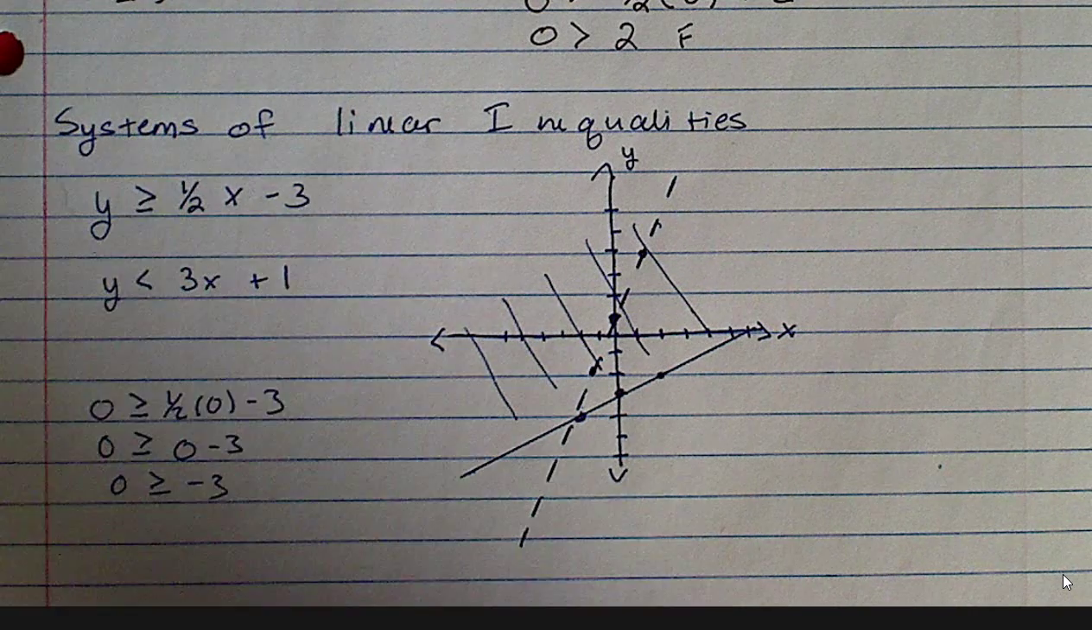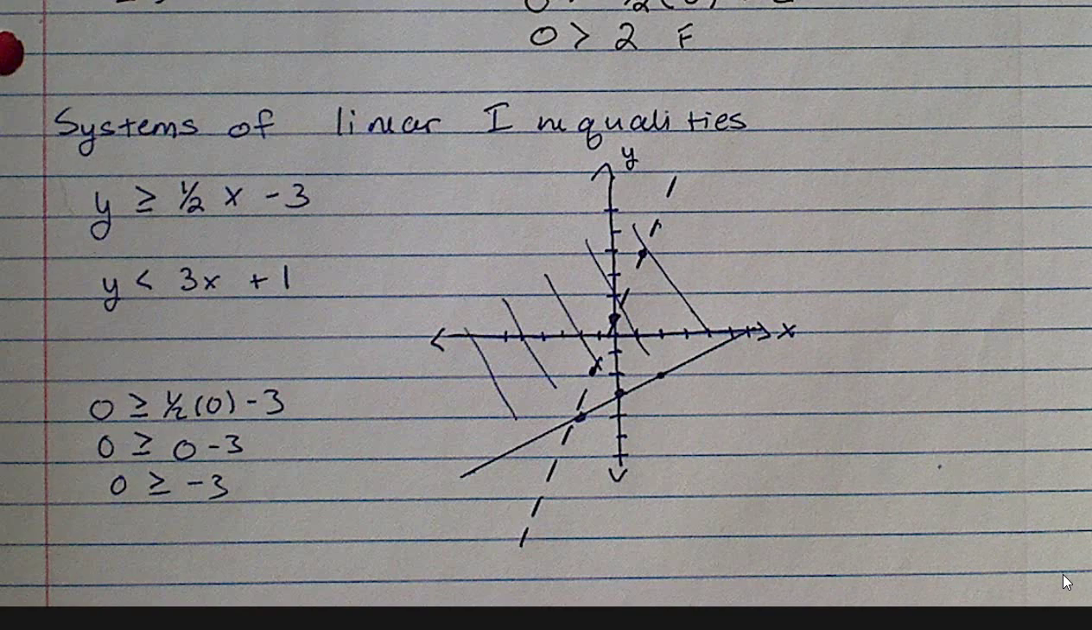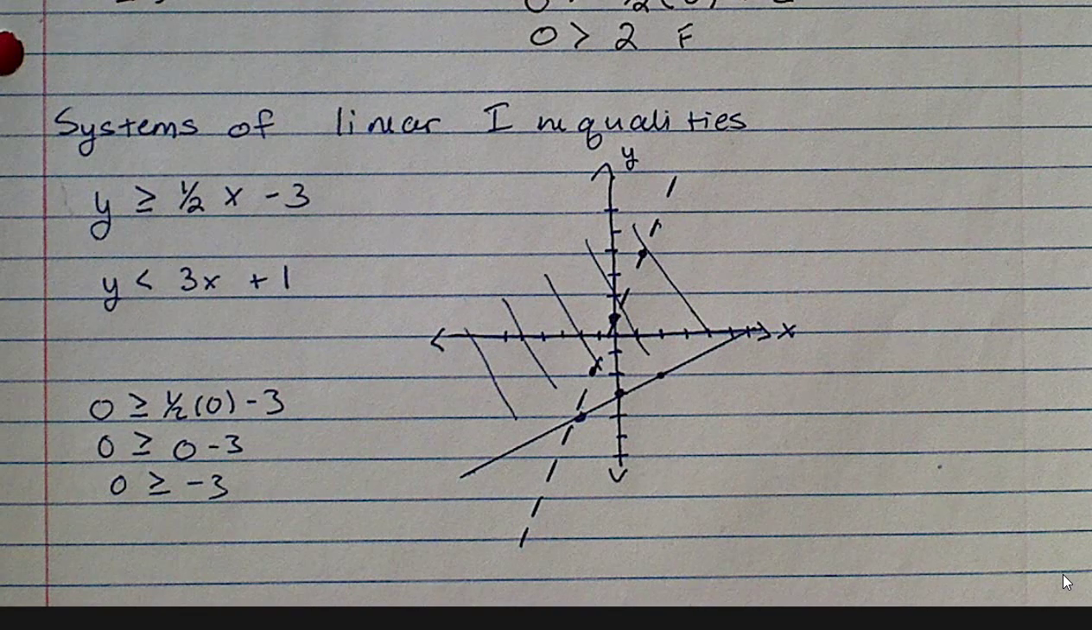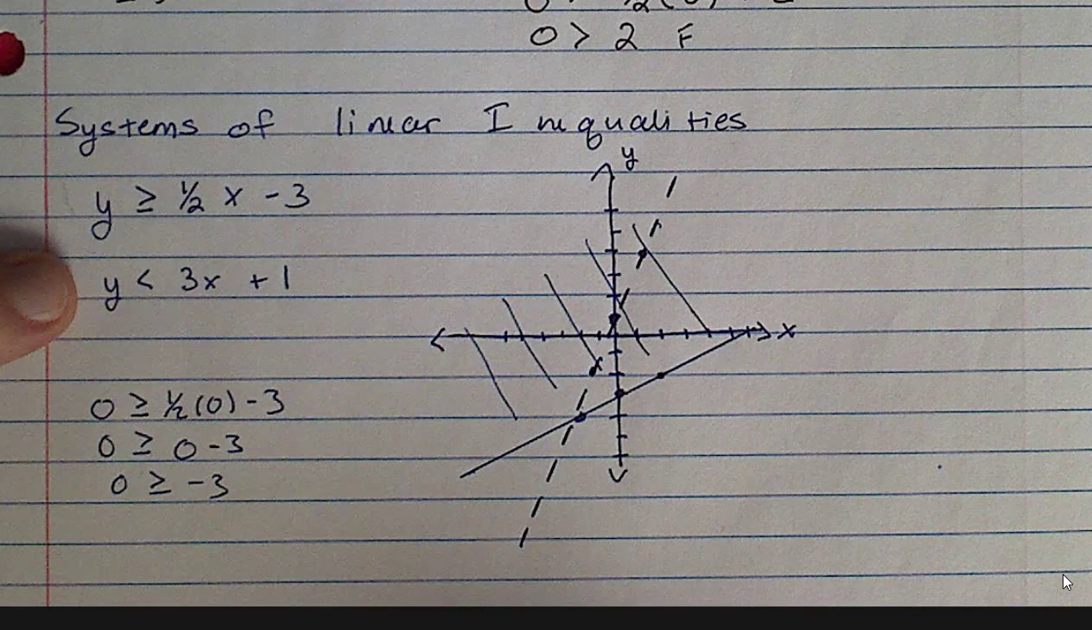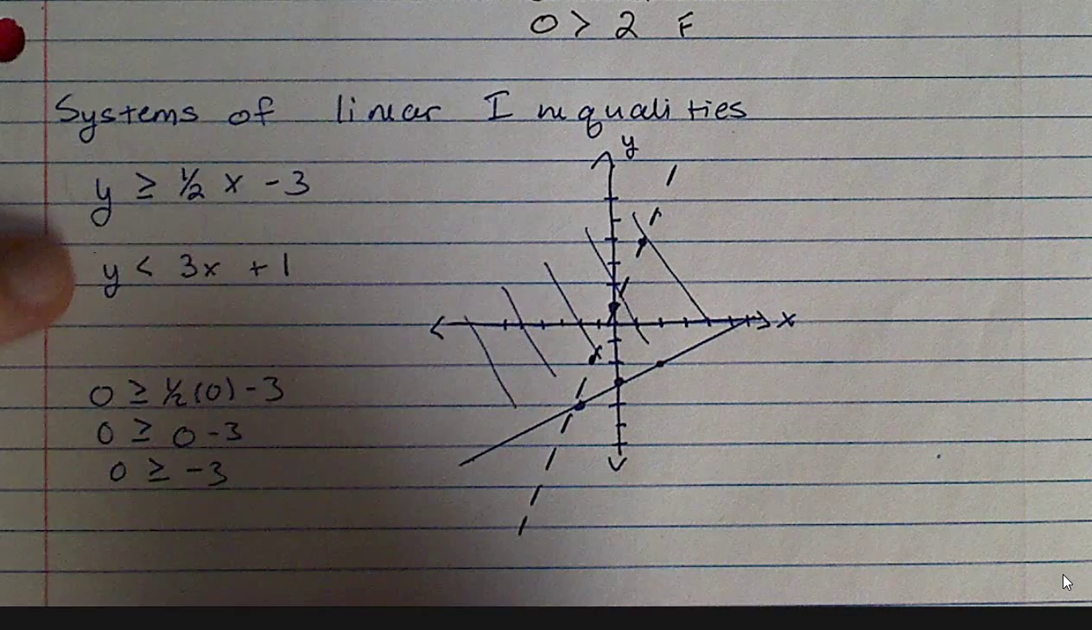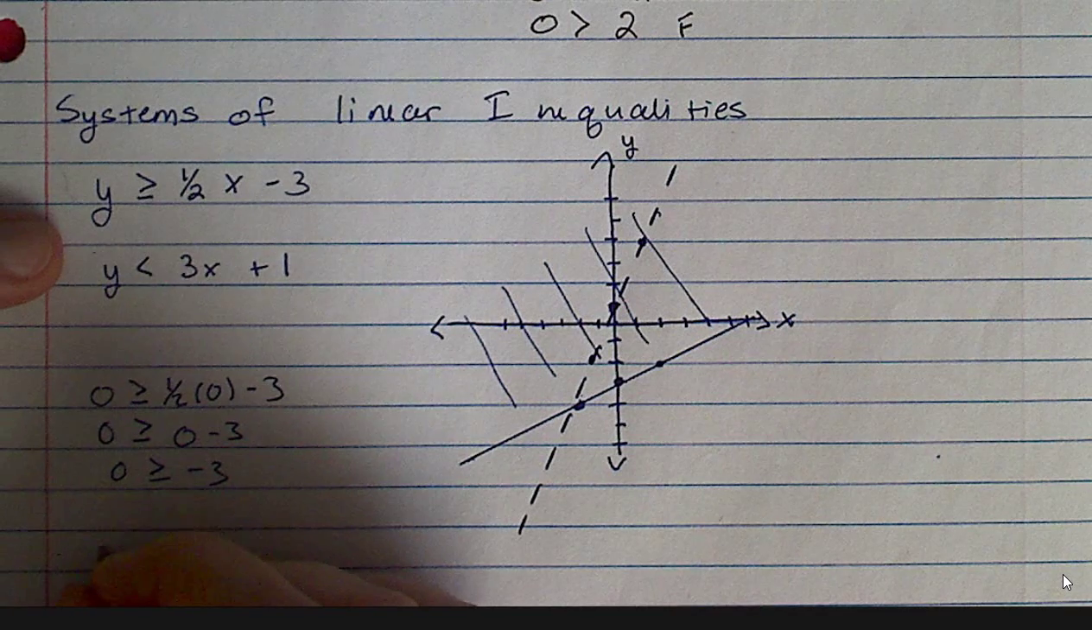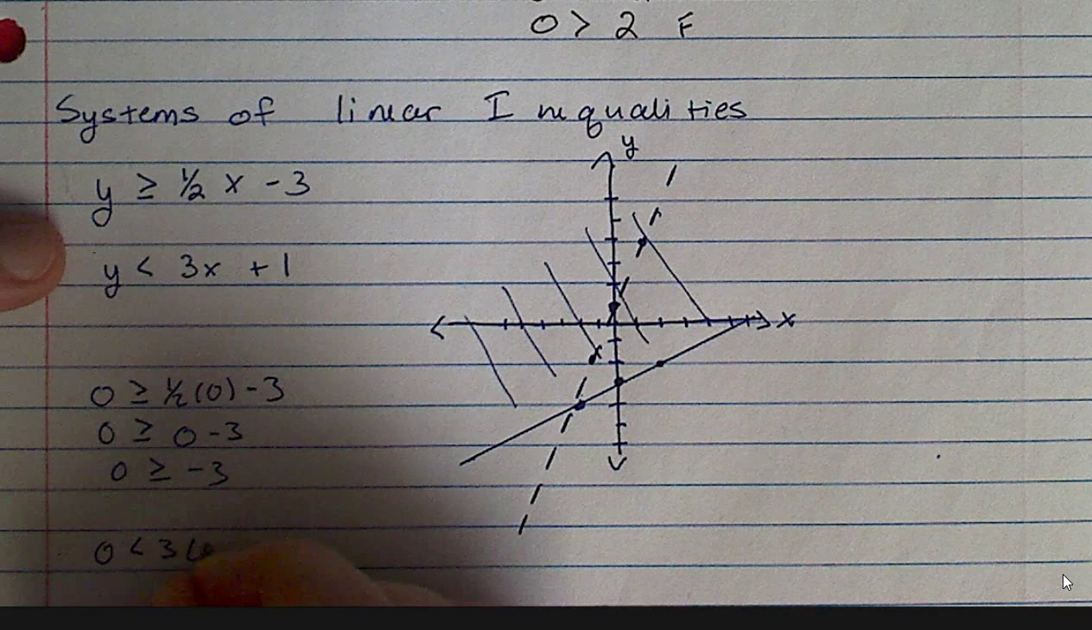So I'm focused here. Does this line go through 0, 0? No. So I can use 0, 0 as a check. So I'm going to put 0, 0 in here for x and for y. So I'm going to do 0 is less than 3 times 0 plus 1.